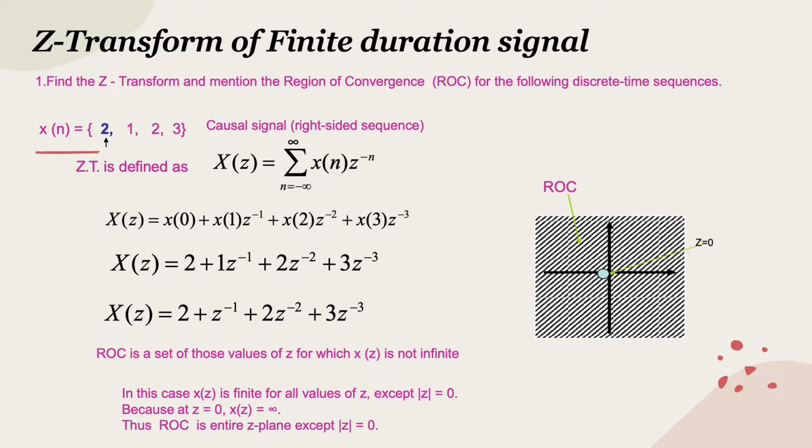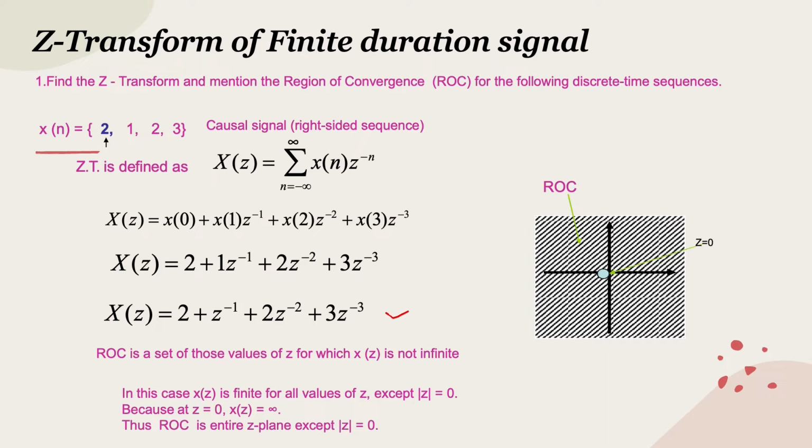Only 4. You expand the summation, you will get like this: x of 0 plus x of 1 z inverse plus x of 2 z power minus 2 plus x of 3 z power minus 3. So x of 0 is given as 2, x of 1 is 1, x of 2 is 2, x of 3 is 3. Substitute all the values, you will get the answer like this.